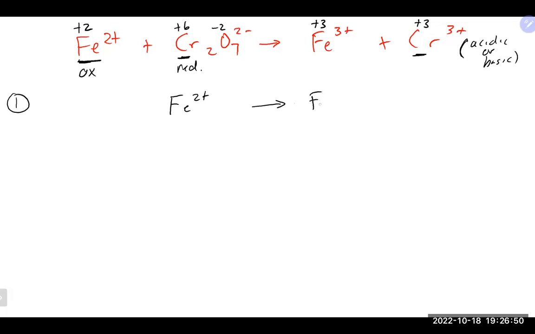So these two things, and the other one has some chromium in it. So these two things here would be our two half reactions. And as we just determined, this is going to be our oxidation half reaction. This will be our reduction half reaction in this case. So the first thing you want to do is split the half reactions. One would be oxidation and one would be reduction.